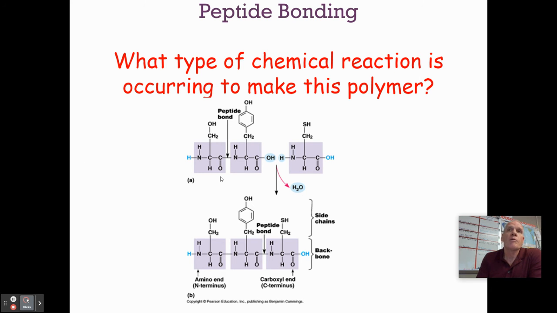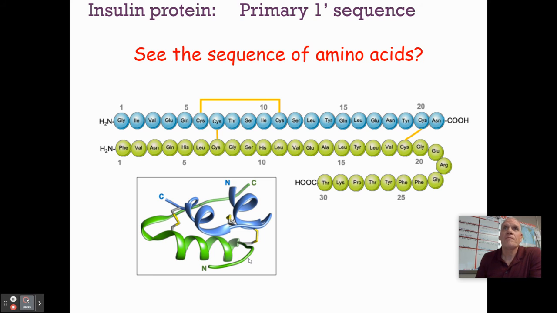Remember, the way we build proteins is the same way we build all the biological macromolecules. So what type of chemical reaction is occurring to make this polymer? Just look at it and tell me. Now, proteins are complex structures. They can be just a few. So what is this? Let's just look at this picture real quickly.